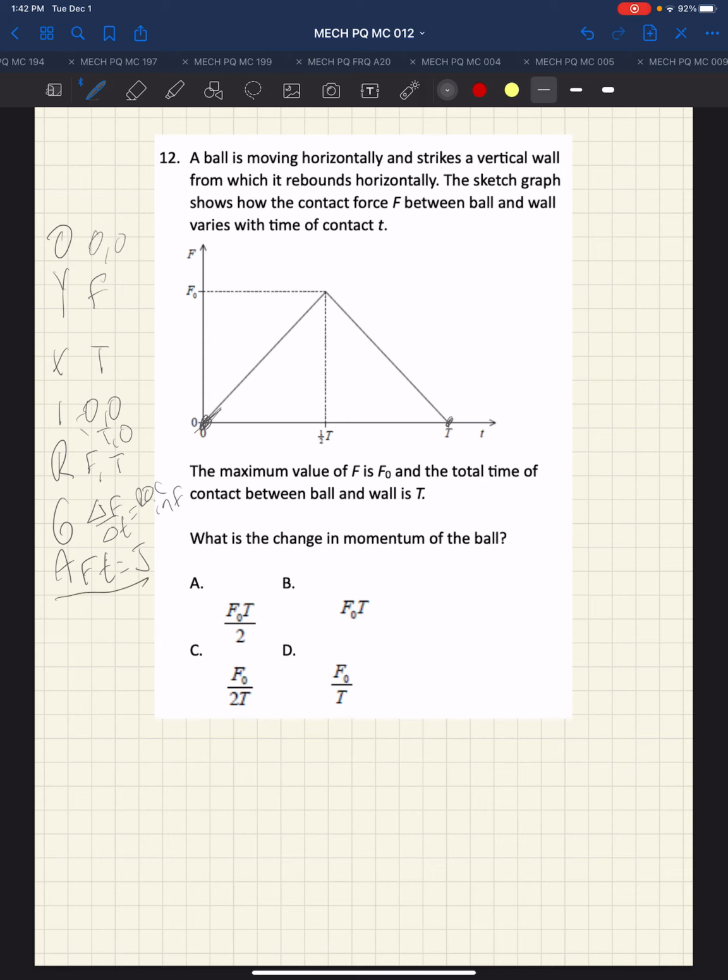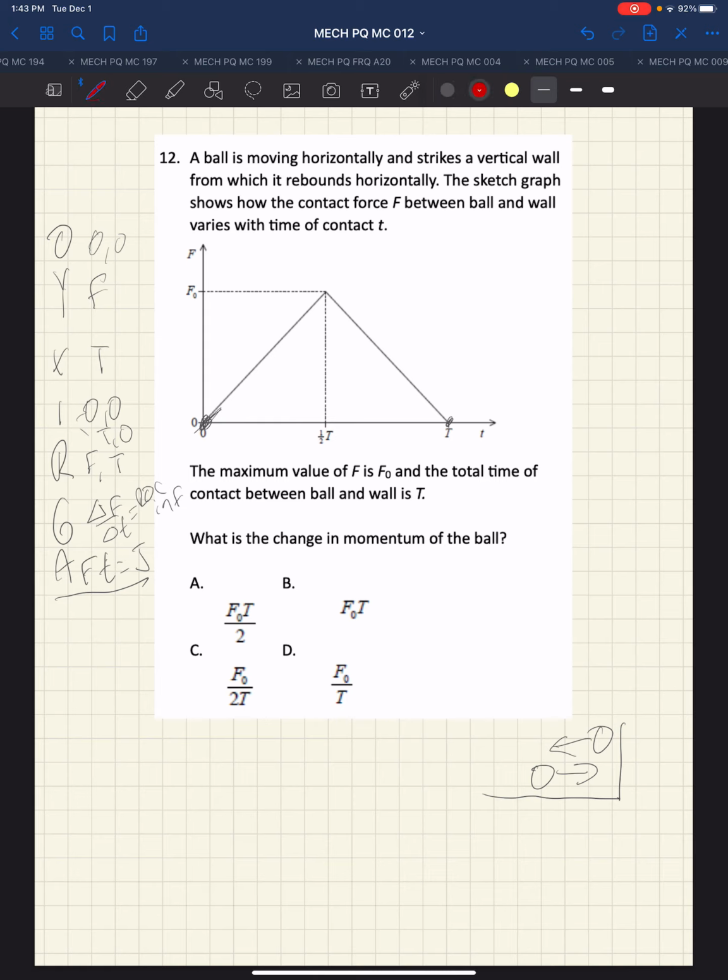So the ball is moving horizontally, like so. It strikes a vertical wall from which it rebounds horizontally. Sketch the graph that shows the contact force between the ball and the wall. All right, so the maximum value of force is F0, and the total time of contact between the ball and the wall is T. Okay, so what is the change in momentum of the ball?